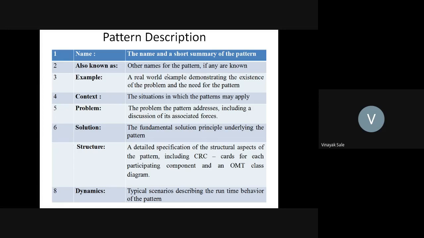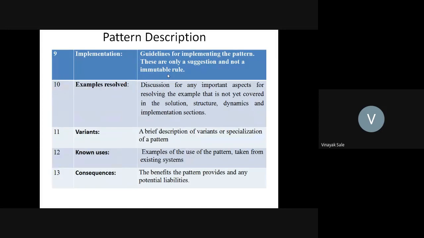Then what is the structure of that pattern? A detailed specification of the structural aspects of the pattern including CRC, that is cards for each participating component, and an OOMD class diagram. Then dynamics, a typical scenario describing the runtime behavior of the pattern. Then implementation, so guidelines for implementing the pattern. These are only suggestions, not immutable rules.